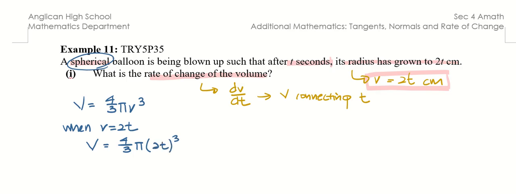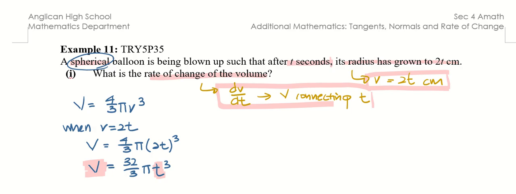Then this will become 32 over 3 pi t cubed. Now this is your V. Are we done? Almost. Right now what you have is V connecting to t, which is what we want, because we're going to get dV/dt. So the next step is to differentiate dV over dt. That will give you the rate of change of the volume.